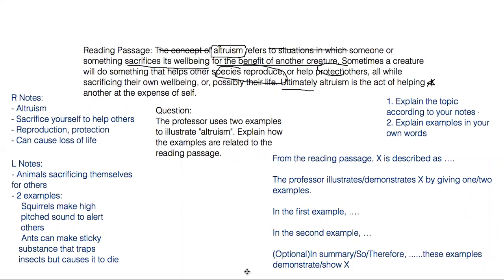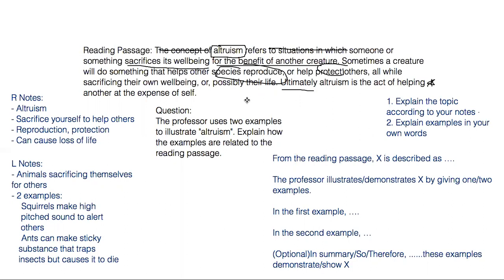Having these ready to go helps you to fit information in correctly and not have to worry too much about how exactly you're going to word your answer. You just have to focus on understanding the reading and the listening, and then you can fit them into a correct sentence. The strategies to focus on for answering this question are to start off by explaining the topic according to your notes, and then follow up by explaining the examples in your own words.